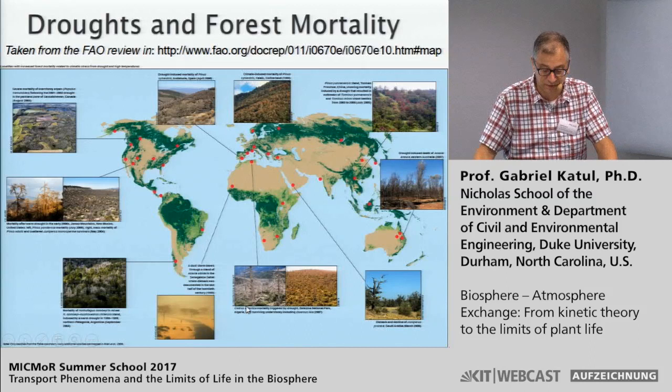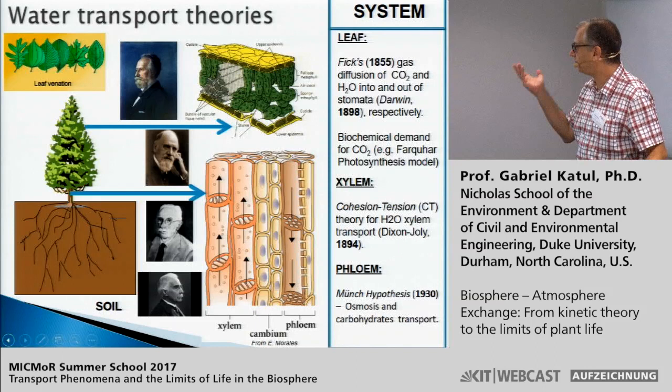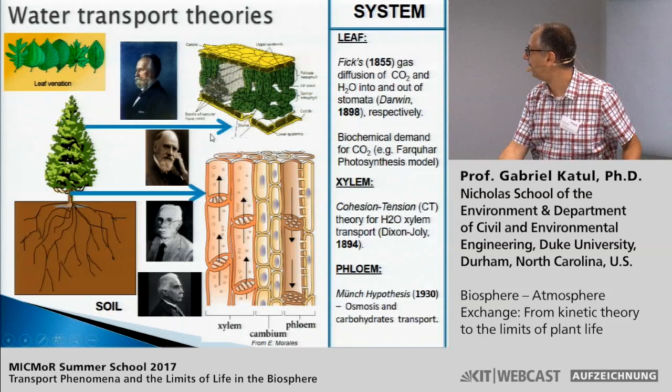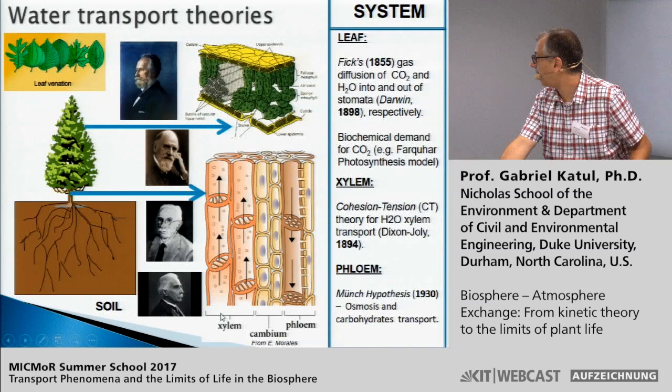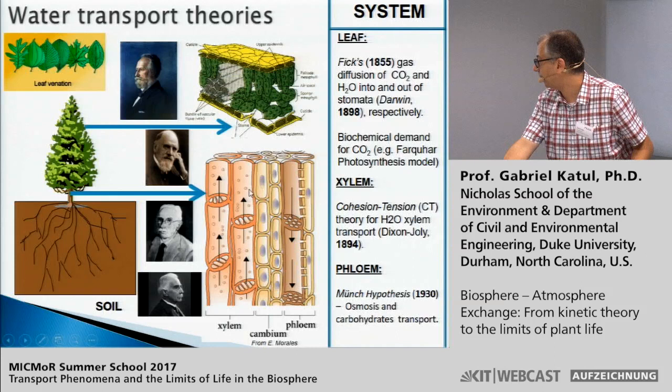Okay, so we have seen a little bit of these processes before. So what's happening inside the plants? Well, at the leaf scale, we know that when stomata open to uptake CO2 and photosynthesize, water vapor escapes. Now, this water vapor is basically supplied from the soil through the xylem all the way up to the leaf under tension, as we have seen yesterday.